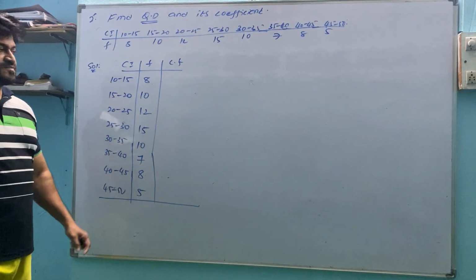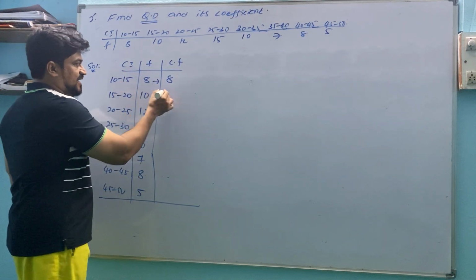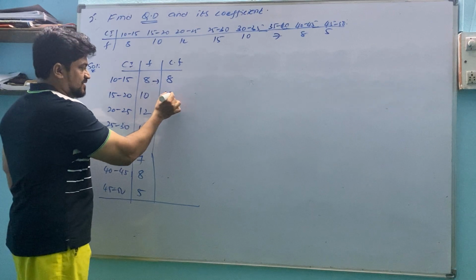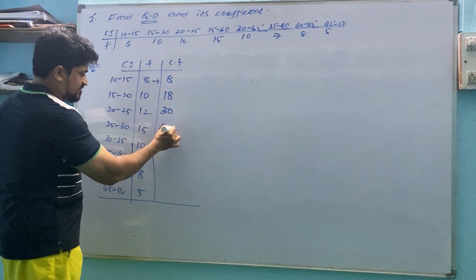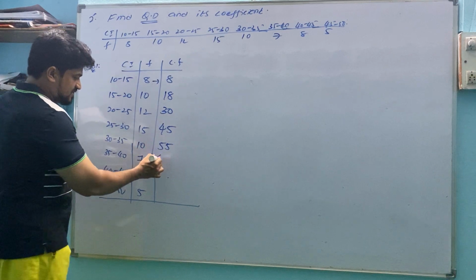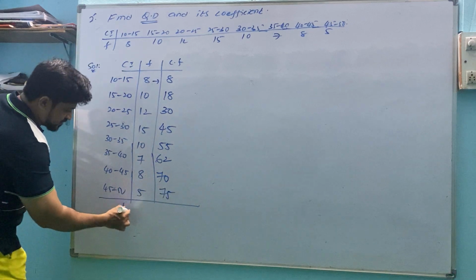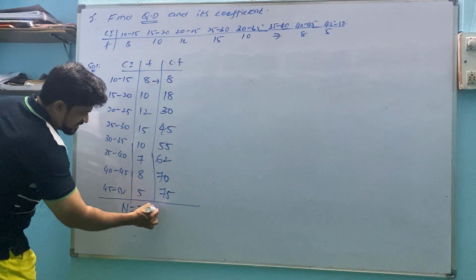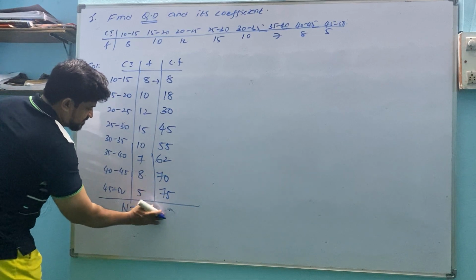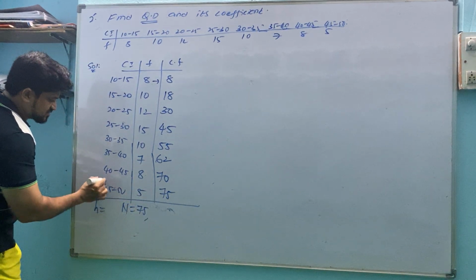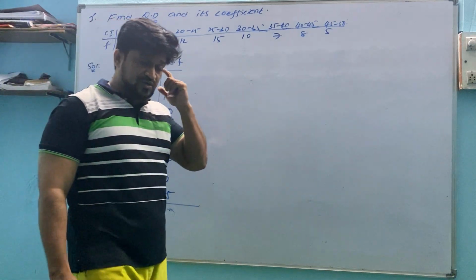This is the question. Cumulative frequency column: frequency as it is, 8, then add up the values. 8 plus 10 is 18, 18 plus 12 is 30, plus 15 is 45, plus 10 is 55, 62, 70, 75. So n is equal to 75. Immediately find n by 2 here, or we will find it at the time of the problem. h you can find, h is equal to 45 minus 40, that is 5. So this is the process we need to follow.